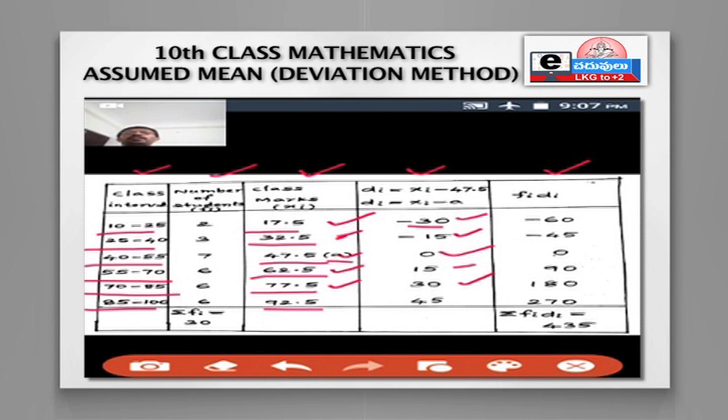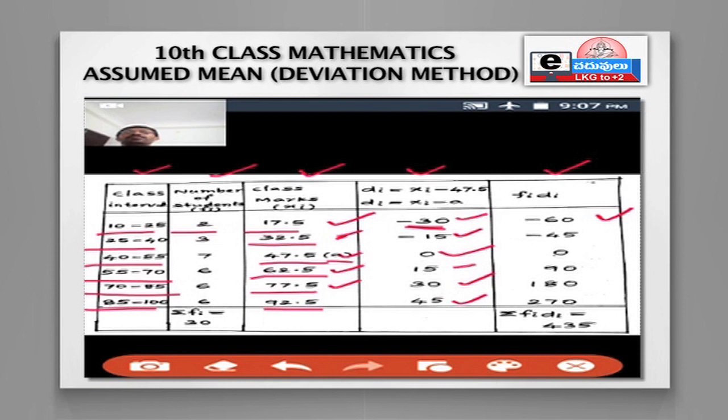Next, how to find d6? d6 is equal to x6 minus a. x6 is 92.5 minus a is 47.5. 92.5 minus 47.5 is 45. d6 is 45. Now find fi into di in the last column. What is f1 here? 2. d1 is minus 30. So f1 into d1, 2 into minus 30, minus 60.